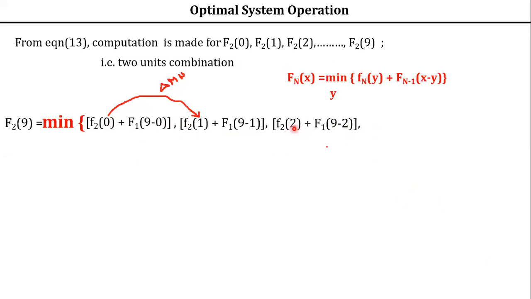So the next term will be the same term, but this will be incremented by 3. If it is incremented by 3, this becomes 9 minus 3. That will be your next term. You see this one? This is the only thing we are incrementing. 0 to 1, then 1 to 2, isn't it? You can see clearly here. So 0 to 1, then 1 to 2, we are doing it.